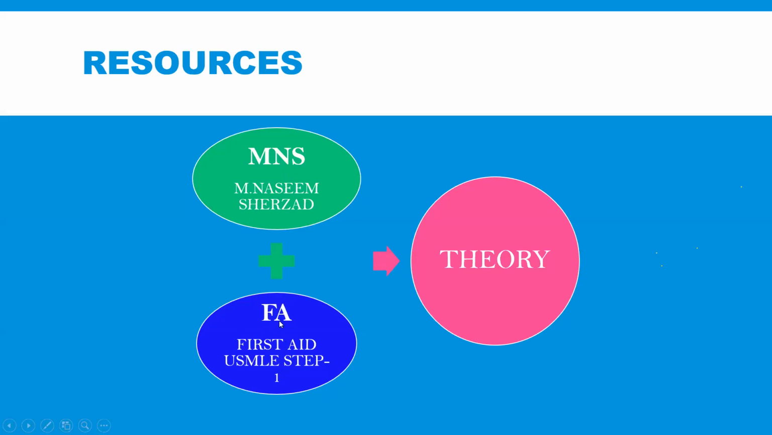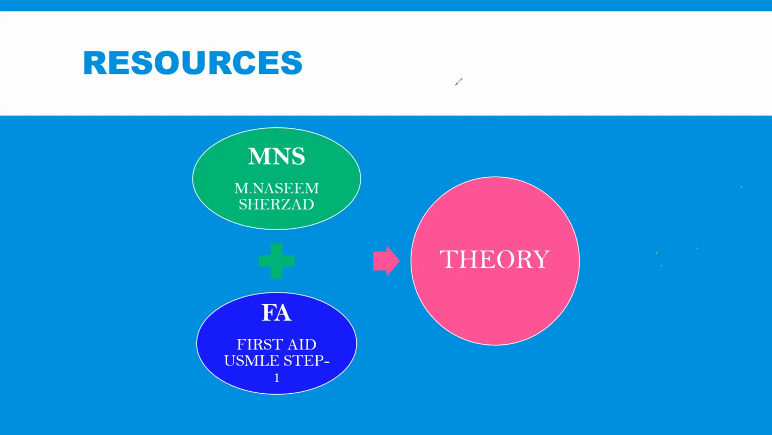You don't need to go and watch Boards and Beyond videos. You don't need to go and watch Dr. Najib videos, Osmosis, and so on. But if you read Muhammad Naseem Shirzad and then revise that system from First Aid, it will make your theory very strong. So these two books are my recommendation. You can also read other books. I will mention those books that you can read. You can also read these specific books. I'll write them down.